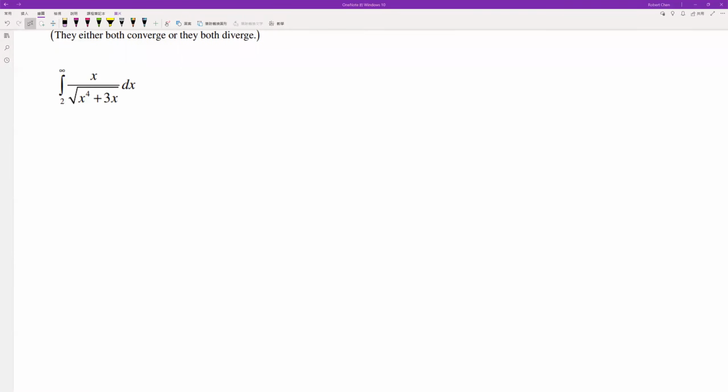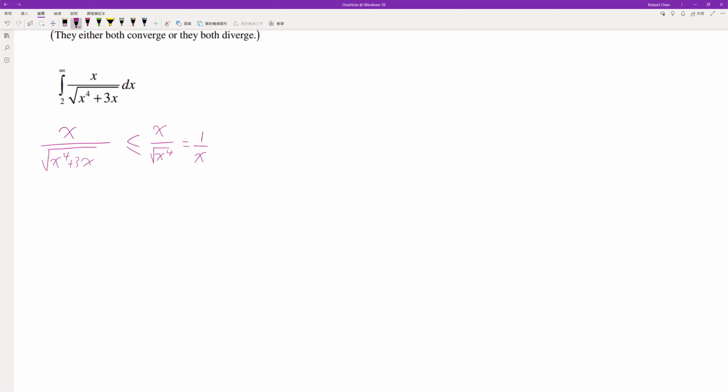Okay, so we have the integral from 2 to infinity of the function x over the square root of x to the fourth plus 3x. Now, if we look at the denominator as we approach infinity, x to the fourth power is going to grow much faster than the 3x. So we can actually drop the 3x here. Right? So let me write it out. x to the fourth plus 3x, that is going to be less than or equal to x over the square root of x to the fourth, which is 1 over x. Right? Now we can drop the 3x, right?